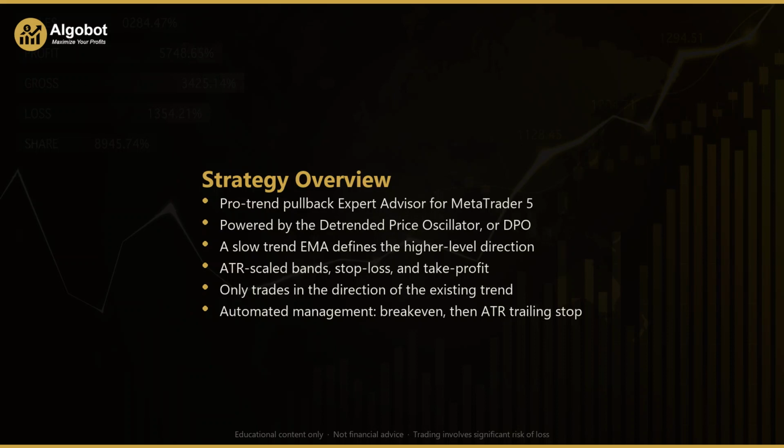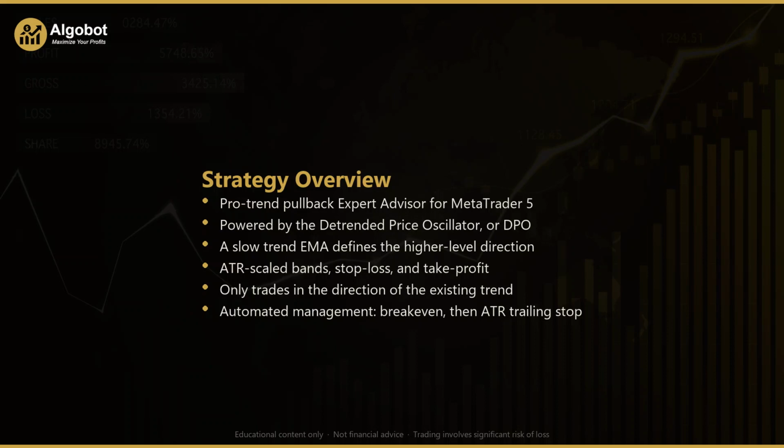The engine behind it is the Detrended Price Oscillator, often shortened to DPO. This is a classic tool that strips the broad trend out of price. It does this by subtracting a moving average, shifted into the past, from the current close. When you remove the trend, what's left is a cleaner, wave-like oscillation that swings above and below a central zero line. Deep dips below zero mark cyclical troughs, and deep peaks above zero mark cyclical highs.